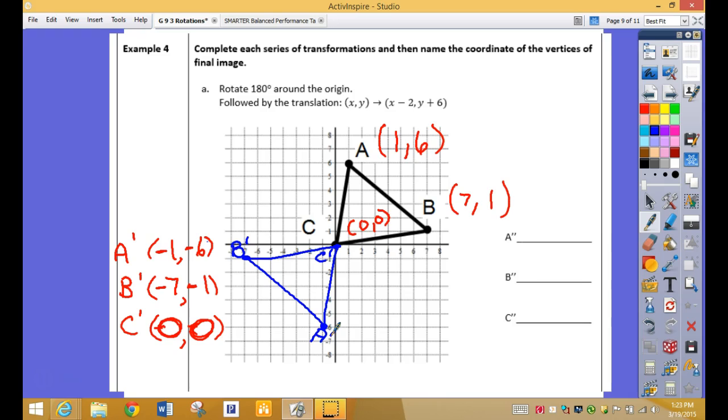We did the rotation of 180 like they asked us to. But notice they don't want the first A prime, they want our second figure that we're making. So now we have to take our new figure that we just rotated, and we have to do a translation of x minus 2 and y plus 6. Well, we could go minus 2, plus 6 to each one of these if we wanted to. Or on our graph, we could go minus 2, so left 2, up 6. Either way, because you have to put them both on the graph.